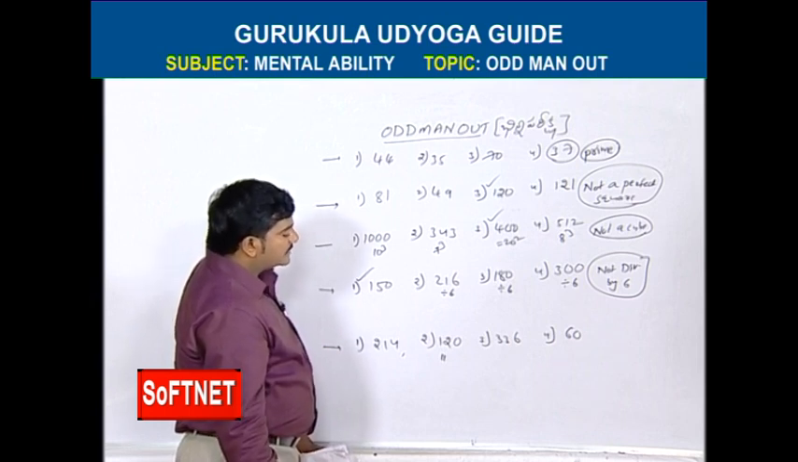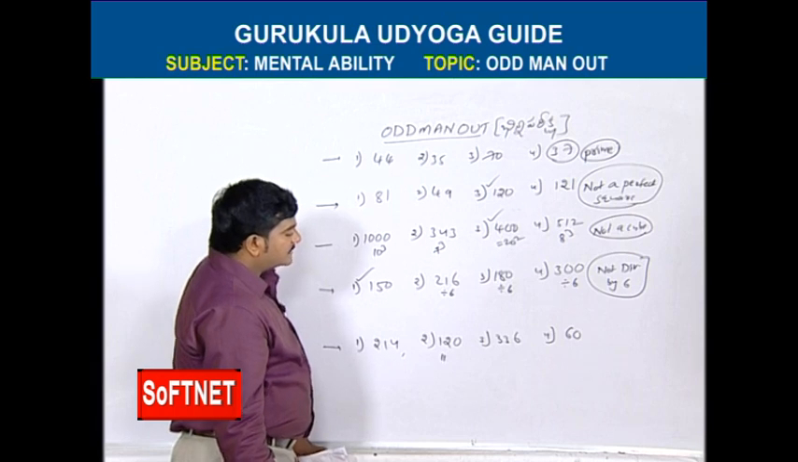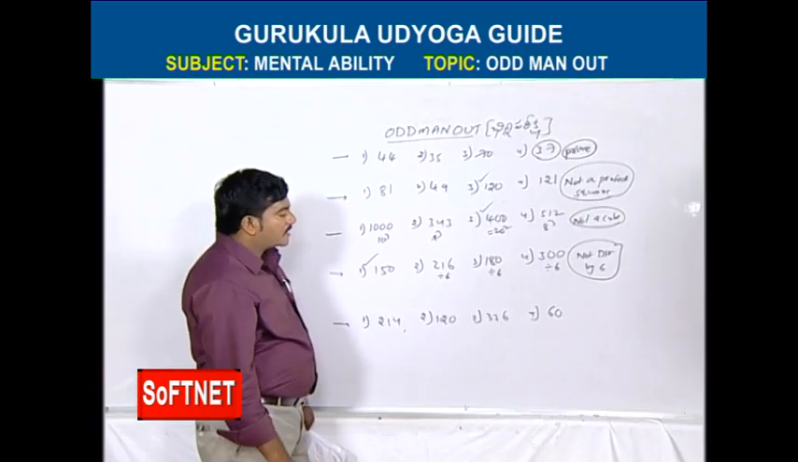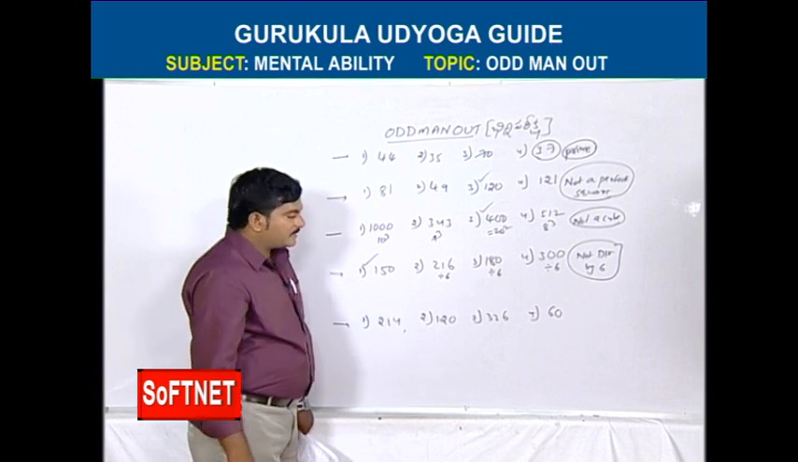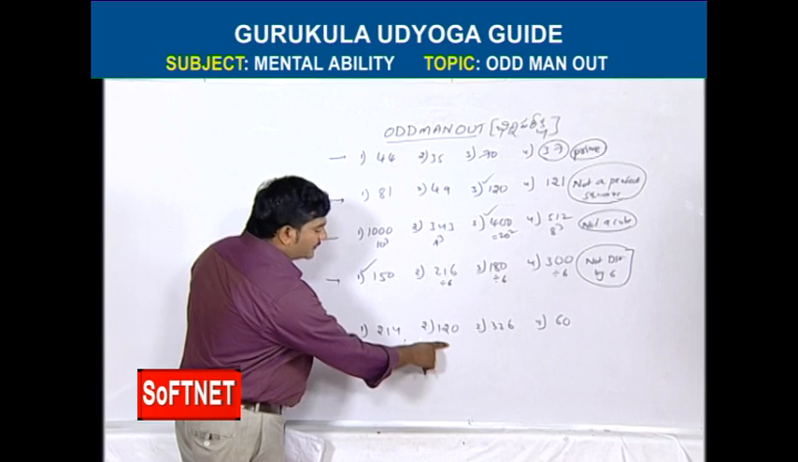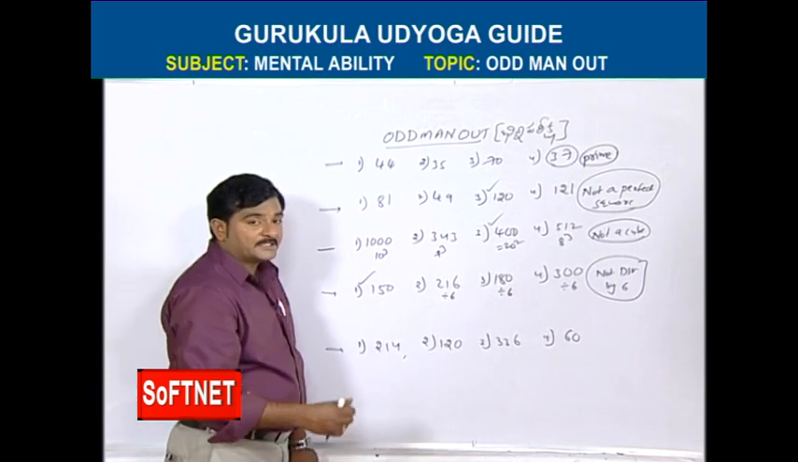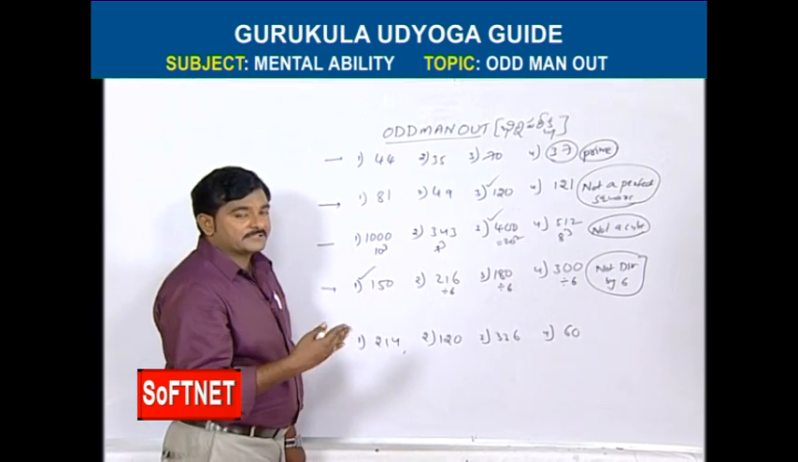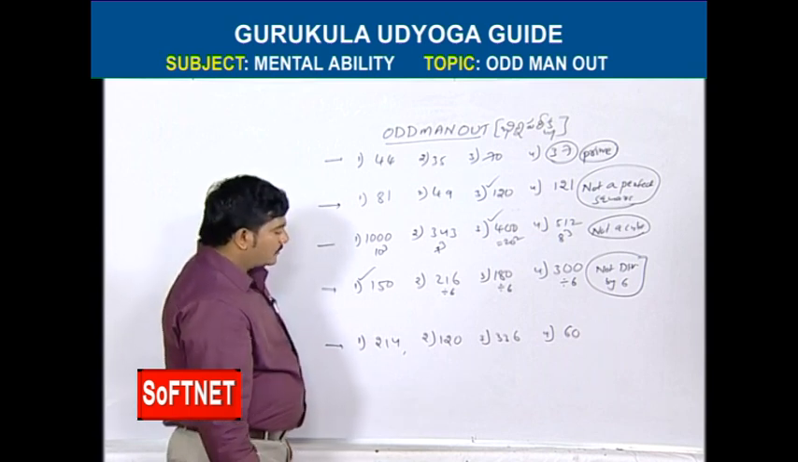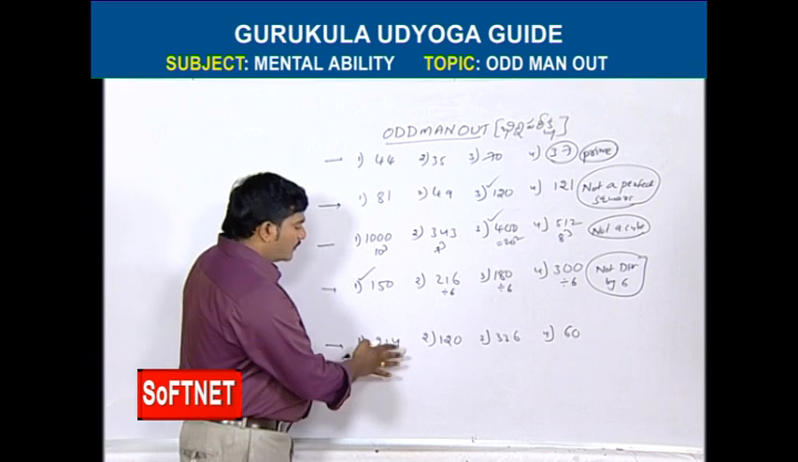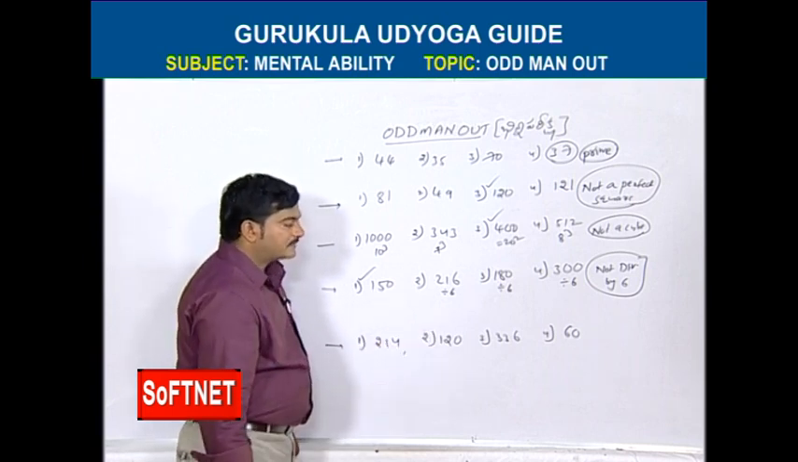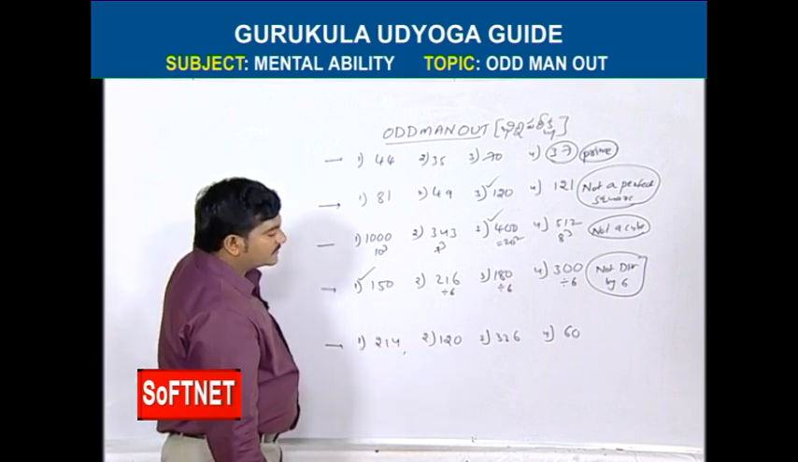No. 160, what can I write for 160? There is no concept of squares here, because no number is near to a square except this 120. 120 can be written as 11 square minus 1. No other number is near to a square. There is no concept of squares here.